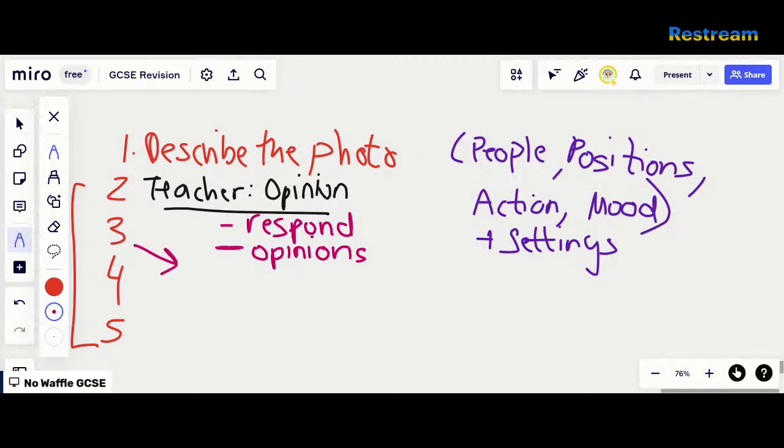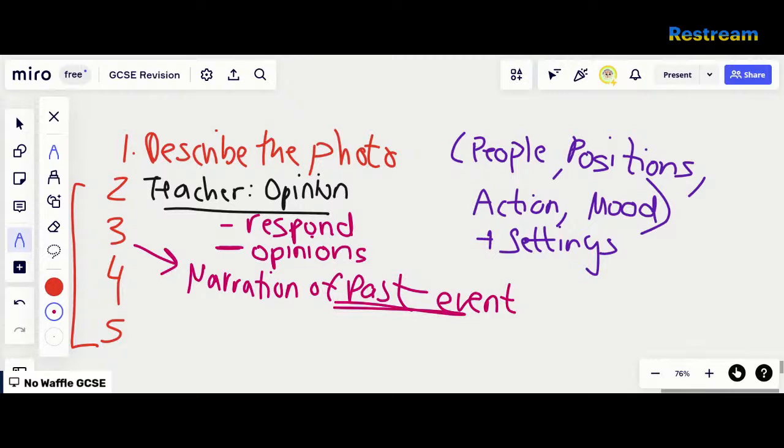Now let's look at the third point. The third point is the narration of the past event. Sorry about that. So we have the narration of the past event, which is the question 3. Now, this one will always be a past question, and it will be related to the theme again.